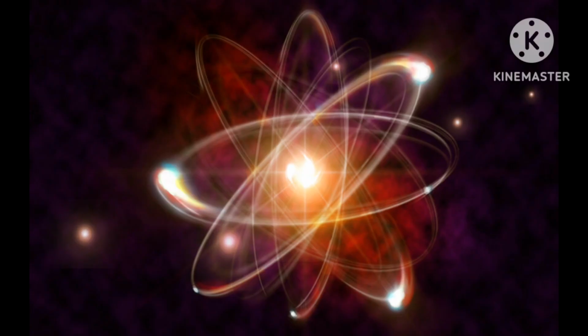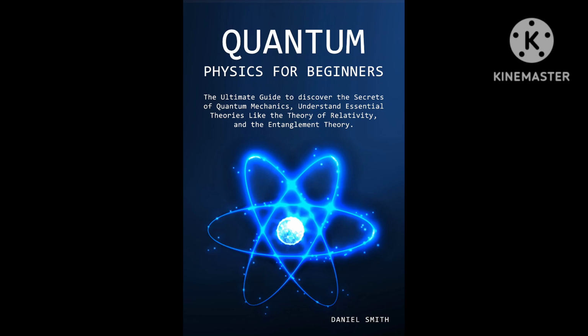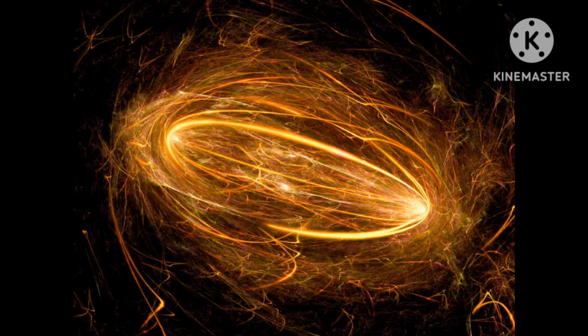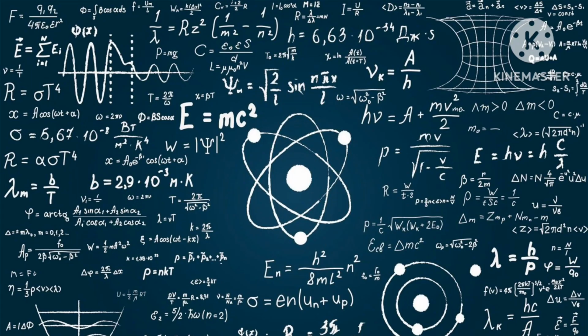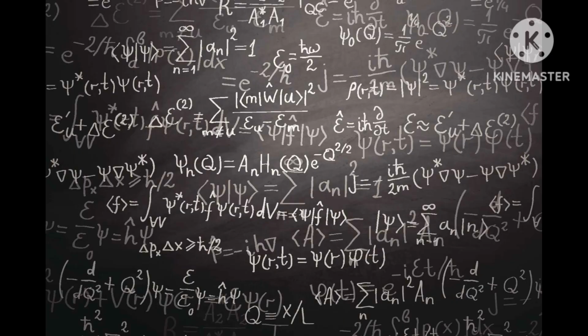One of the fundamental principles of quantum physics is the wave-particle duality. It suggests that particles, such as electrons or photons, can exhibit both wave-like and particle-like characteristics depending on how they are observed or measured. This means that particles can exist in a superposition of states, where they are in multiple states simultaneously, until they are observed or interacted with, at which point their wave-like behavior collapses into a definite state.